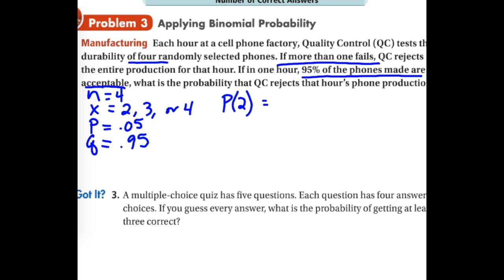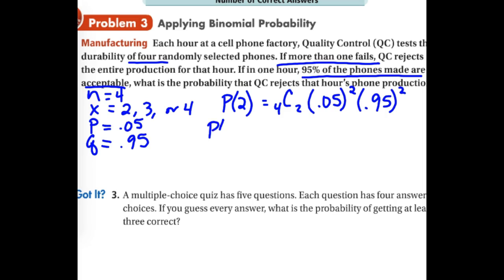We said that would be NCX, right? So N was 4, 4C2, 2 phones fail. The number of failing phones is 2, and the probability that the phone fails is 5%. Well, if 2 phones fail, then that means the other 2 have to be good, right? They have to work, and the probability of that is 0.95.